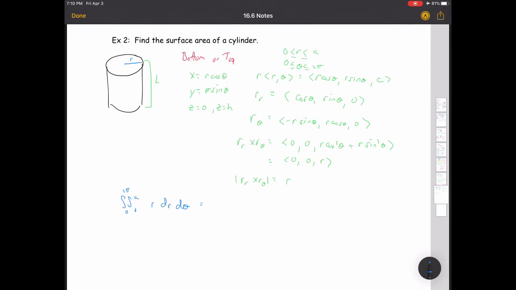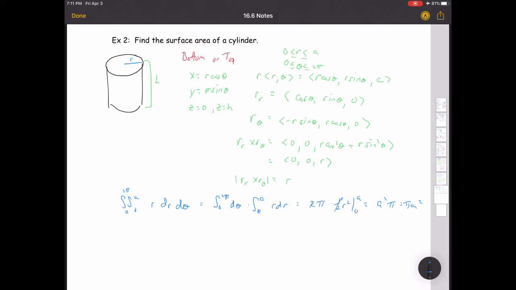So let's go ahead and figure this out real quick. The integral from 0 to 2 pi of d theta times the integral from 0 to a of r dr is going to be 2 pi times 1/2 r squared from 0 to a. The 2 and the 1/2 are going to go away, so we're going to get a squared pi, or pi a squared.